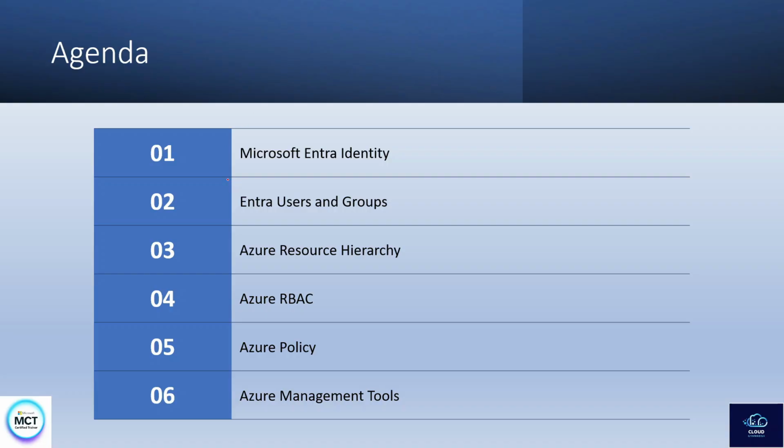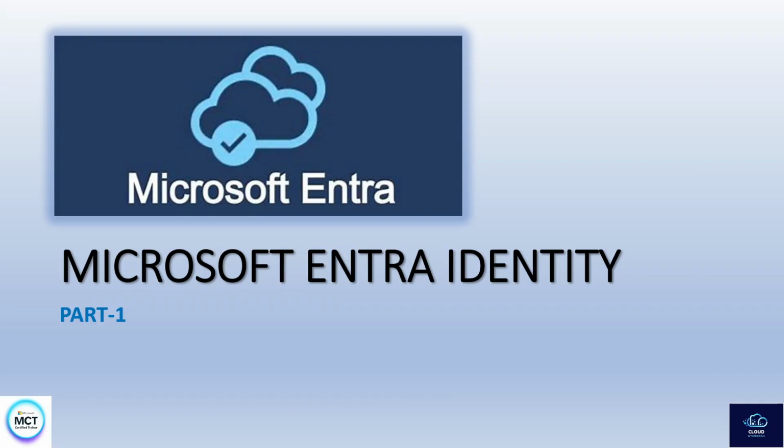In this first module, we have these topics to be covered: Microsoft Entra Identity, Microsoft Entra Users and Groups, Azure Resource Hierarchy, RBAC Policy, and Management Tools. Over the series of videos, we will be covering these topics and completing the module of identity and access management, which is driven from Azure Entra. Before we begin, let's first understand what is Azure Entra and what is Microsoft Entra ID that helps us to create identities and manage them in the Azure portal.